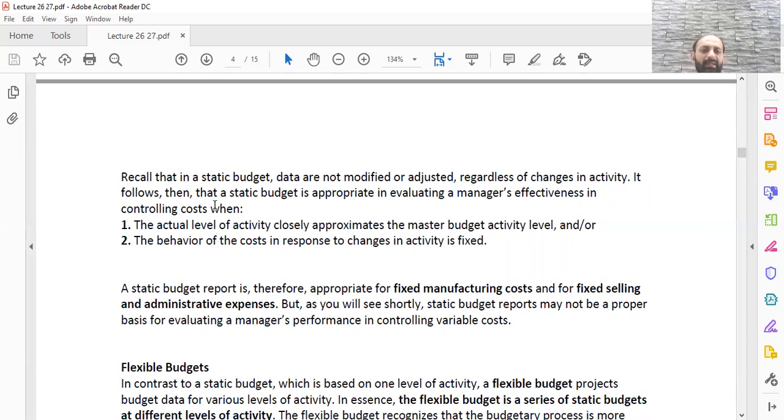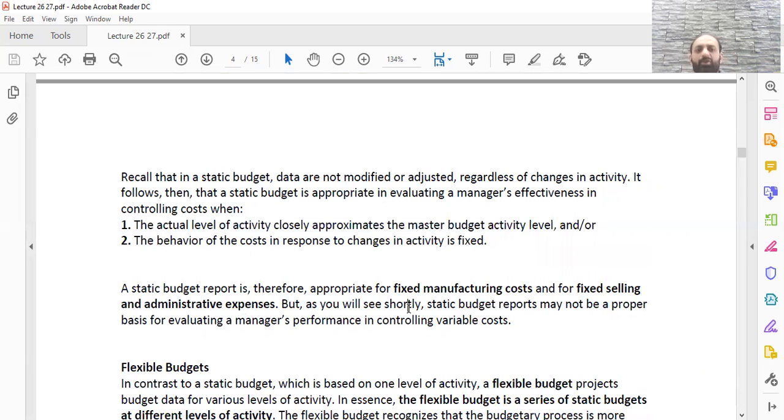It follows then that a static budget is appropriate in evaluating a manager's effectiveness in controlling cost when the actual level of activity closely approximates the master budget level of activity, and or the behavior of the cost in response to changes in activity is fixed. Your static budget can only be useful if you meet these two conditions.